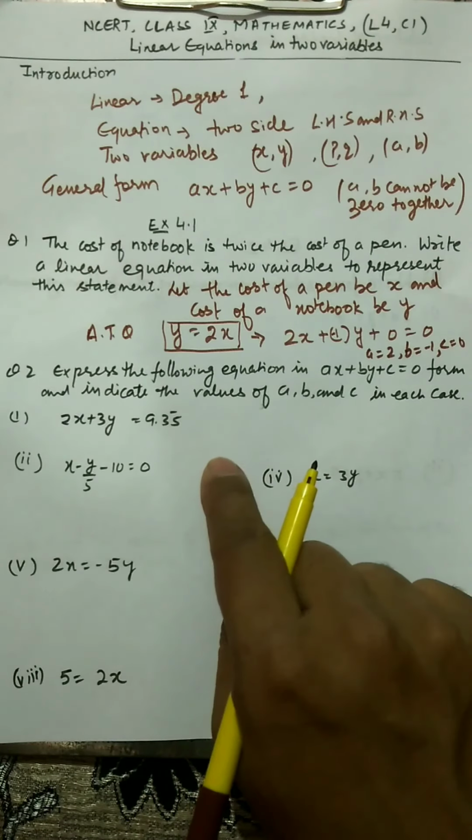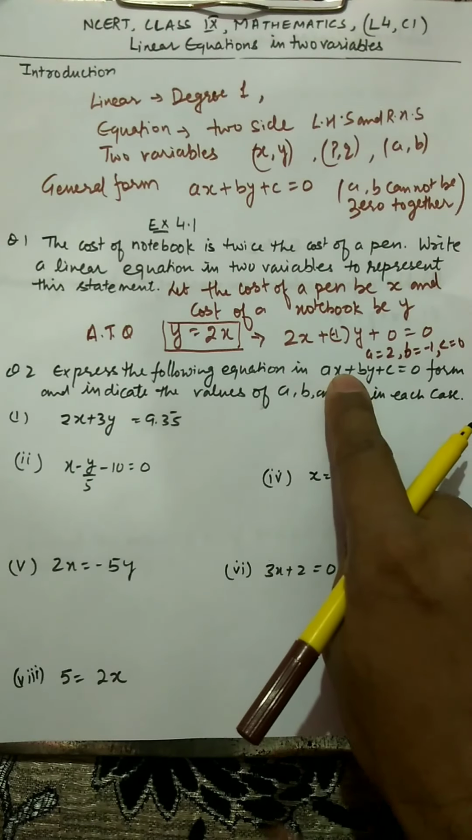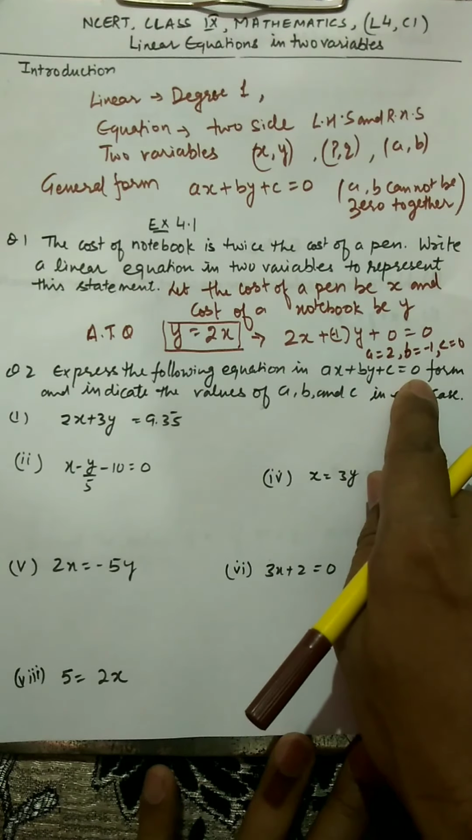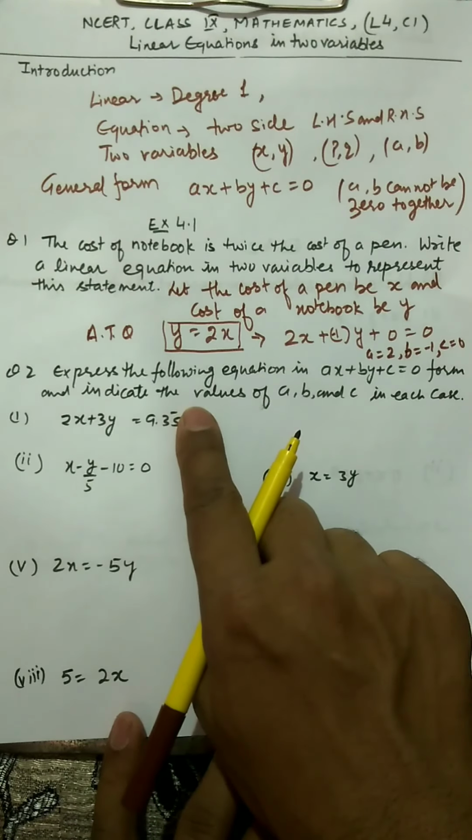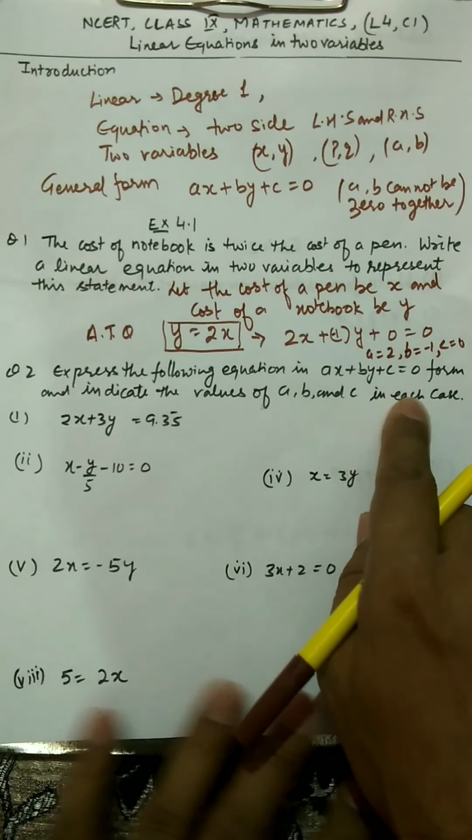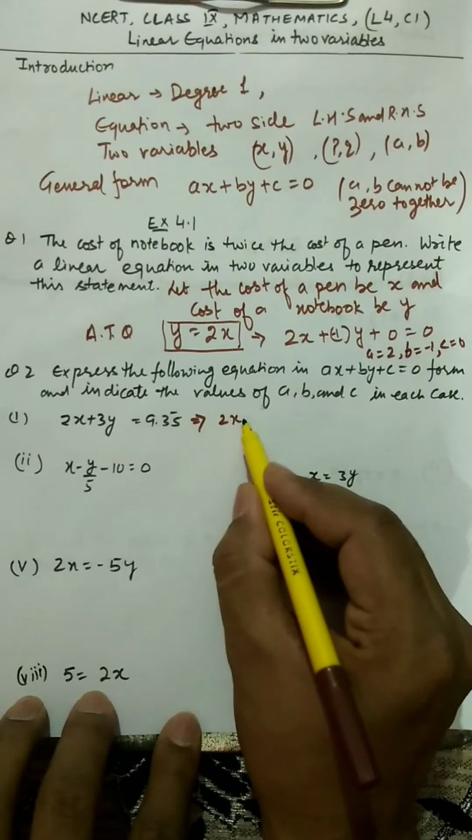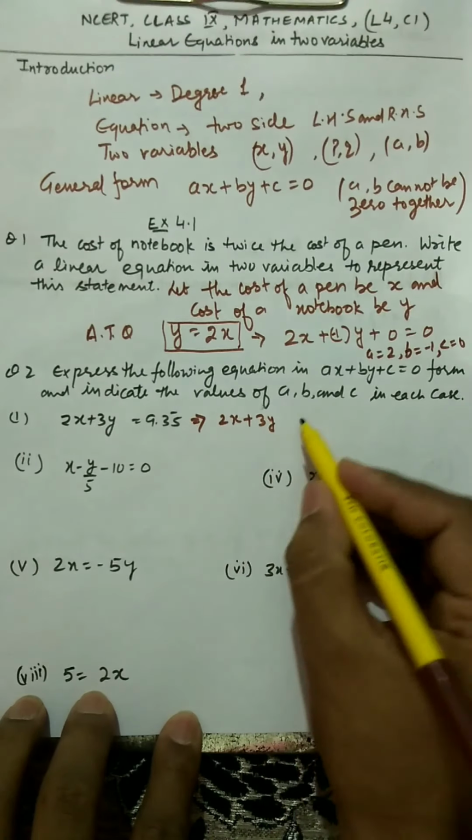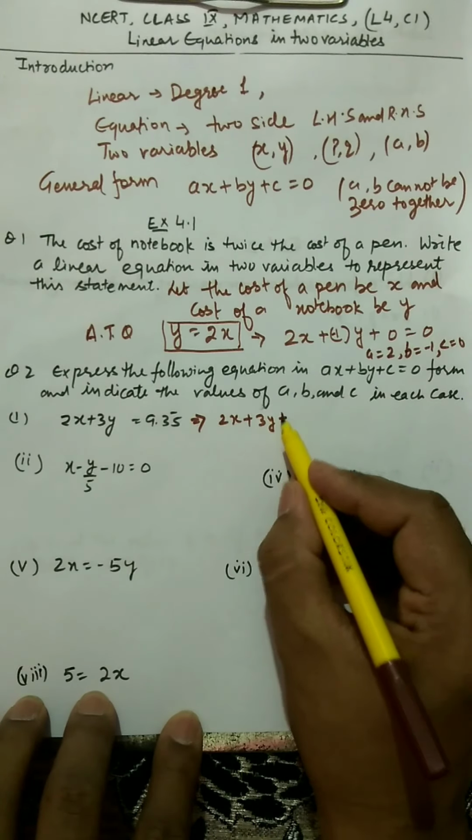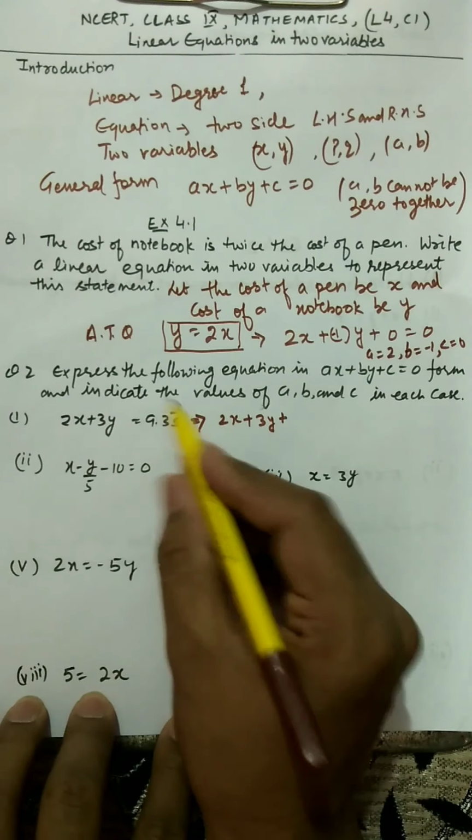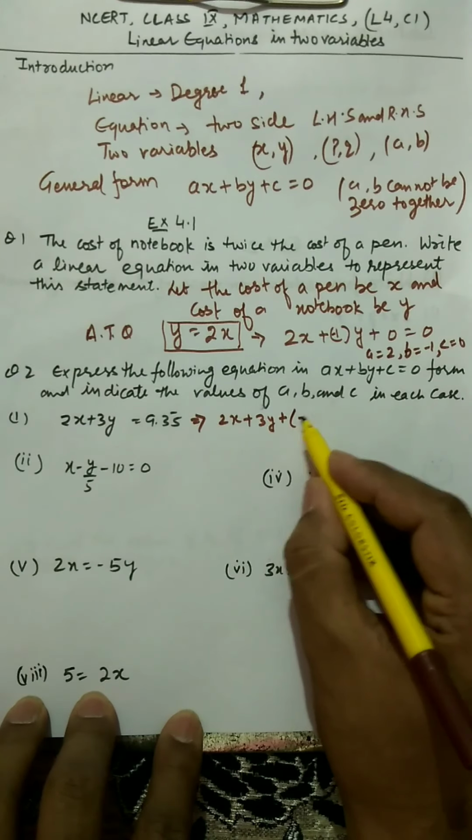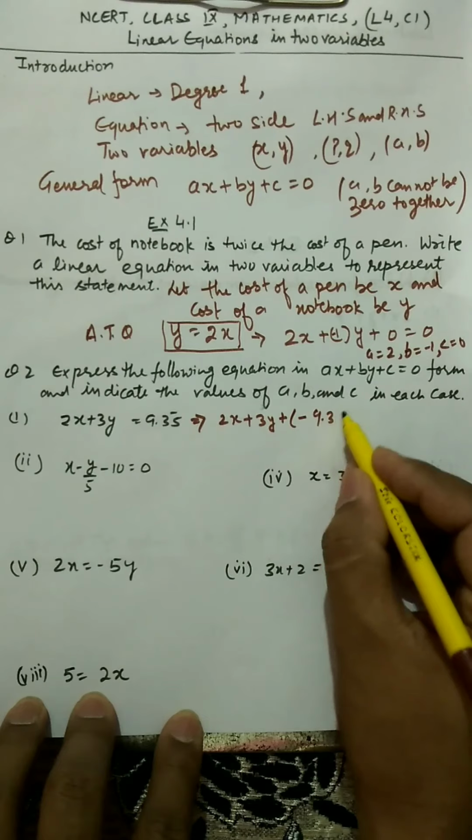Question number 2 is completely based on this general form, ax plus by plus c equal to 0. You have to convert and write the values of a, b, c. So now I am going to write this: 2x plus 3y, and we can bring 9.35 bar here, then it will become minus. So this is minus 9.35.